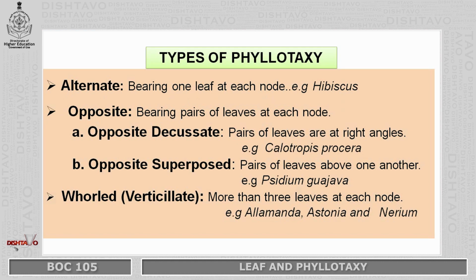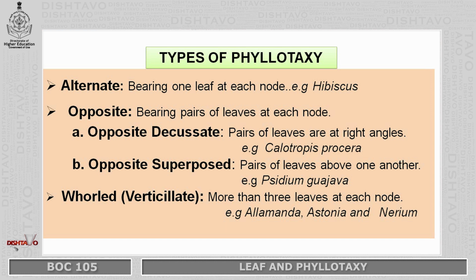Then what are the different types of phyllotaxis? In nature, plants show basic three types of phyllotaxis. In general, angiosperms show three types of phyllotaxis: alternate, opposite and whorled. Alternate phyllotaxy is also called as spiral phyllotaxy. It is bearing the leaf at each node alternately. Example, hibiscus. Other example is Polyalthia longifolia.